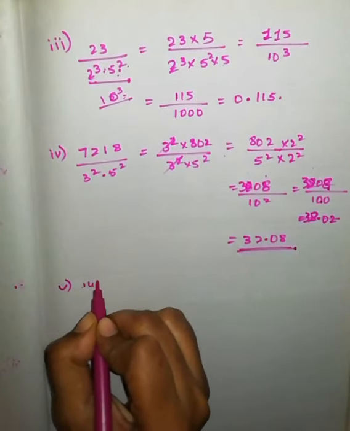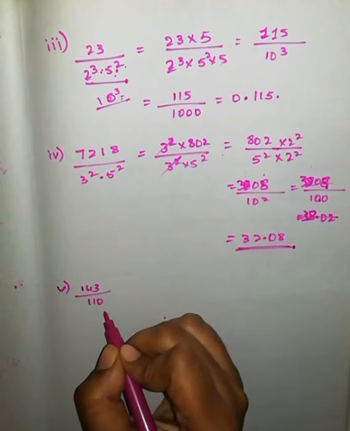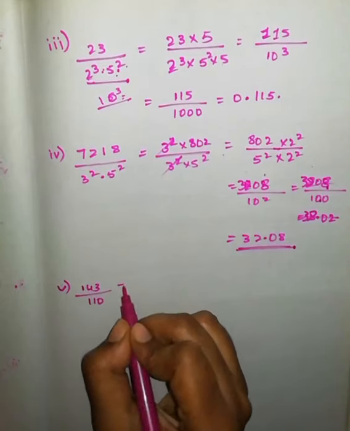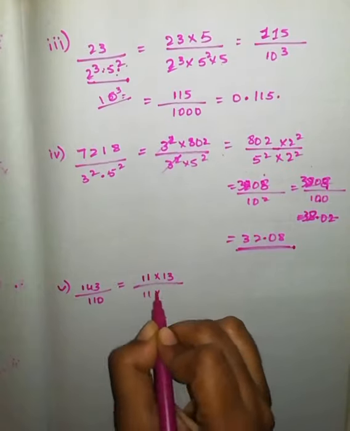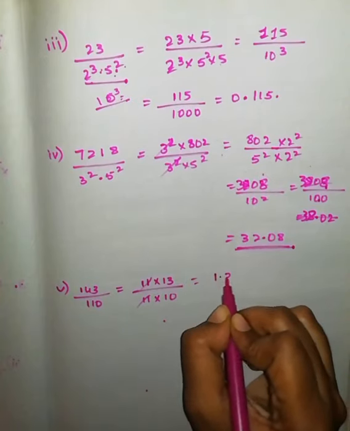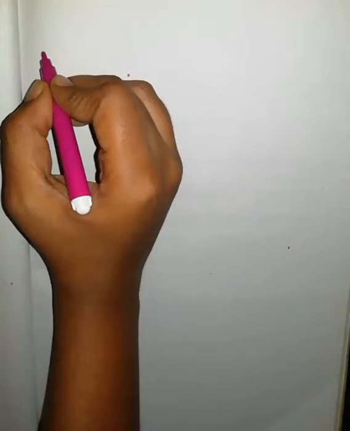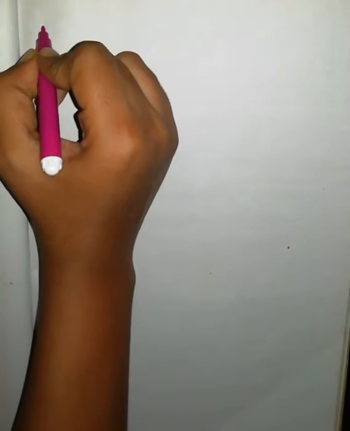Fifth question and the last question in third bit is 143 by 110, which can be written as 11 into 13 divided by 11 into 10. 11 gets cancelled and this will become 1.3. Now let's solve the last question in this exercise.